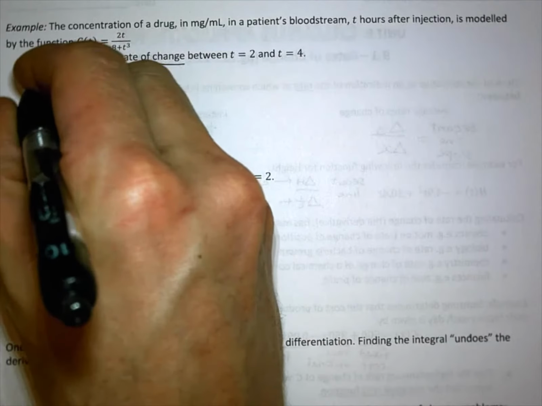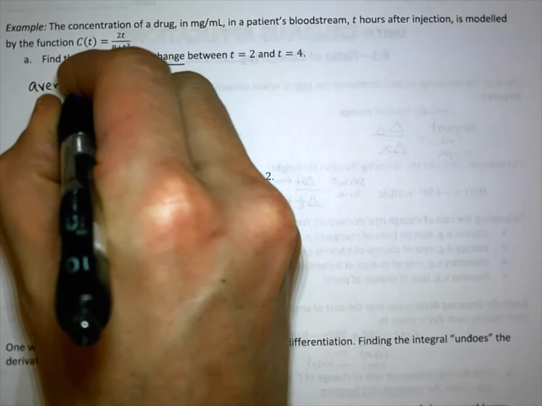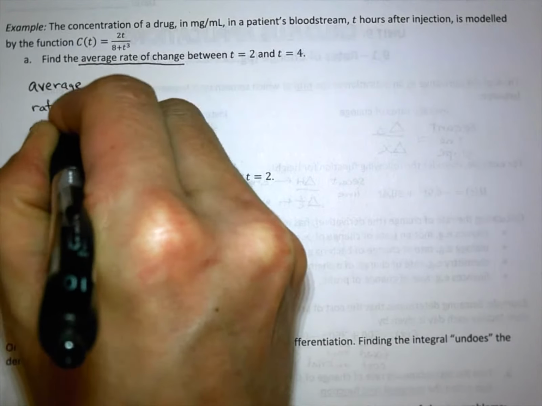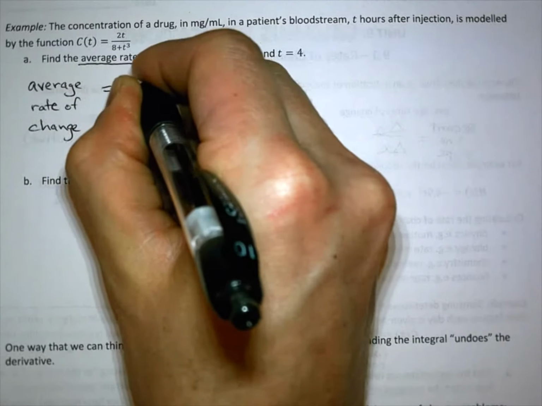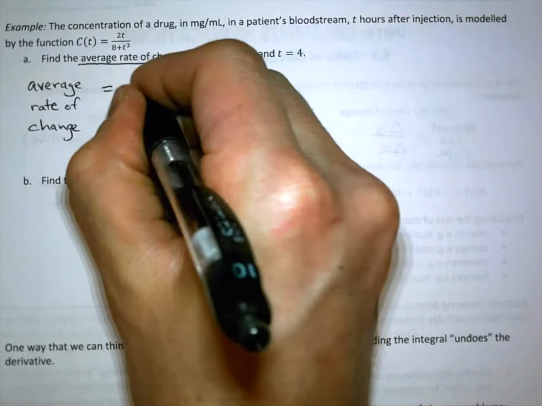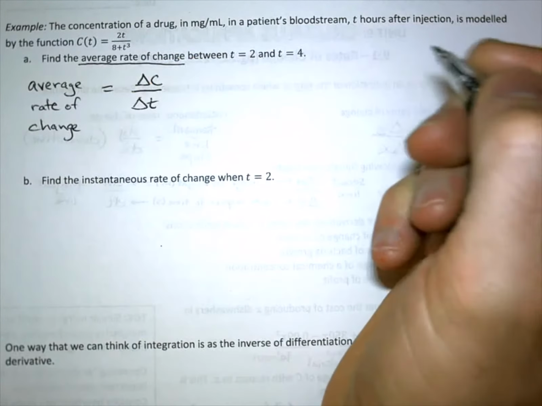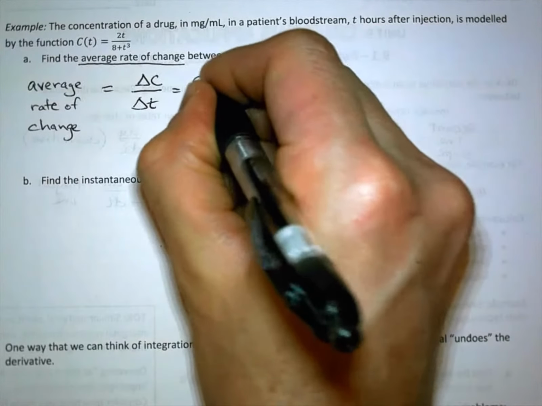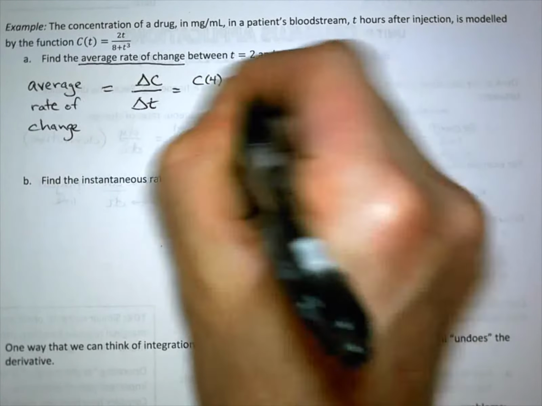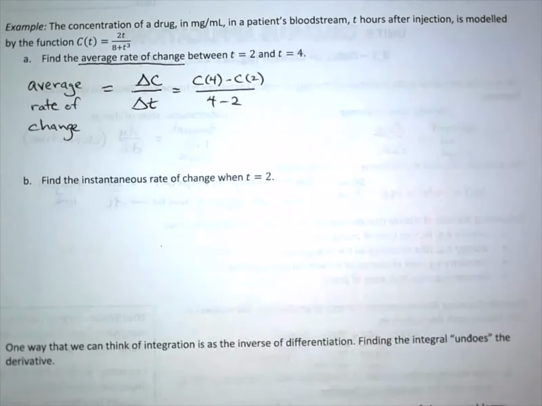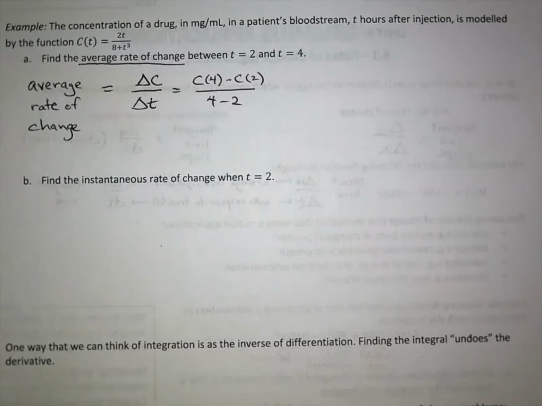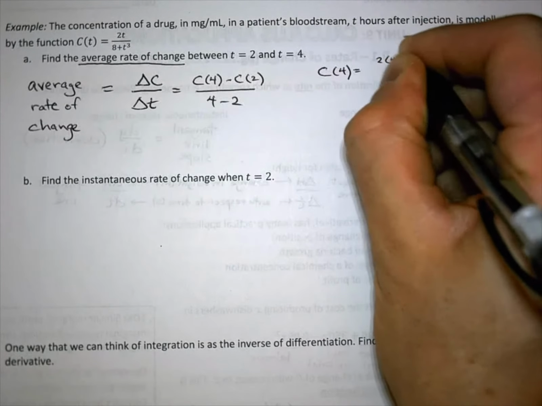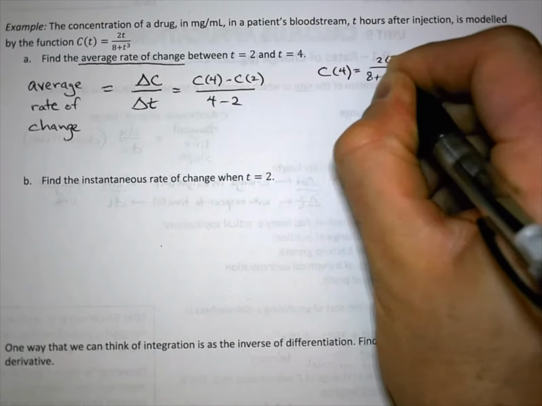So the average rate of change is equal to the change in y, in this case C, divided by the change in t. So I'm going to take between 2 and 4. So C at 4 minus C at 2 over 4 minus 2. I guess what I should do now is calculate what C at 4 is, which is 2 times 4 over 8 plus 4 to the power of 3.